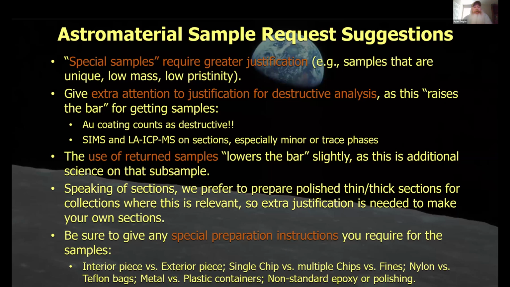So if you need an interior piece, if you need a single chip versus multiple chips versus fines, talk about the type of sample you need. If you have restrictions, say you're doing an organic study, I'm sure you don't want nylon bagging. We don't use nylon in some collections, but we do in others, and nylon is a direct contaminant for some types of organic studies. Be sure to be very explicit about that. Same thing, if you're studying HSEs and you don't want metal containers, say that. Not just because we might not notice and send it to you in the wrong way and therefore impact your study or waste some sample that got sent out and had to come back without ever getting used, but also because it'll make you look like you know what you're talking about, which I'm sure you do.